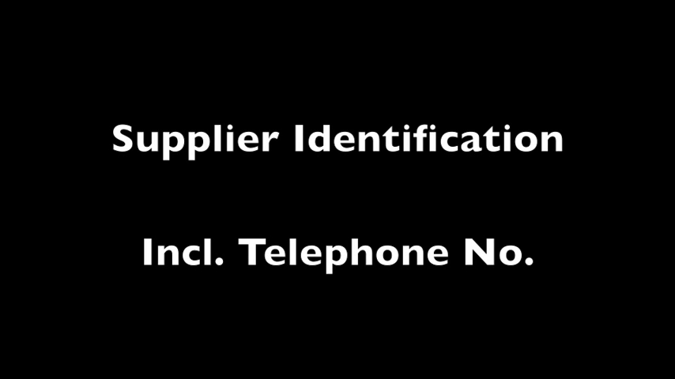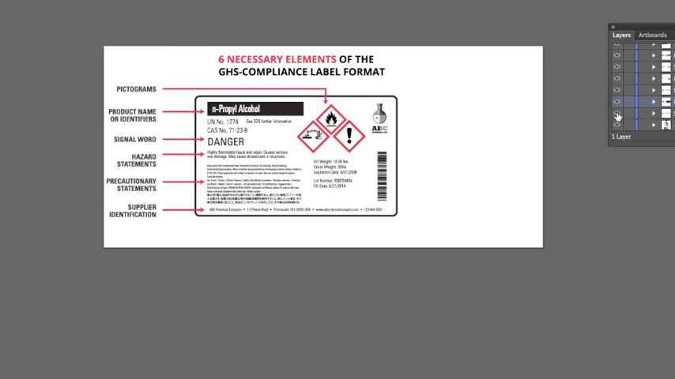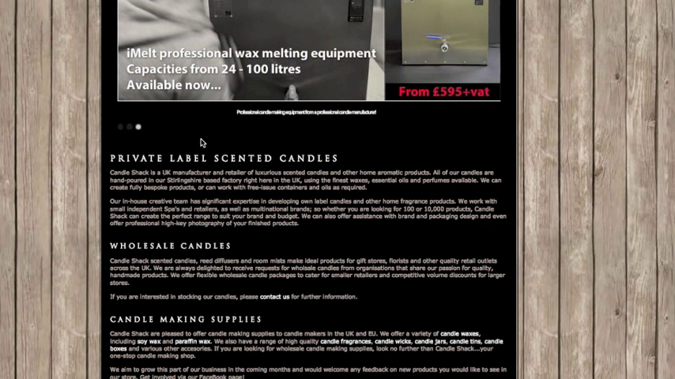The final piece of label information is the supplier identification, as can be seen here. This is very important. Imagine just for a moment that someone was to accidentally drink a reed diffuser and went to hospital. The hospital may need more information on the ingredients, which may not be present on the safety label. Therefore, being able to contact the supplier is very important. Okay, so now that we know the 6 elements of the CLP label, let's see where we can find them.